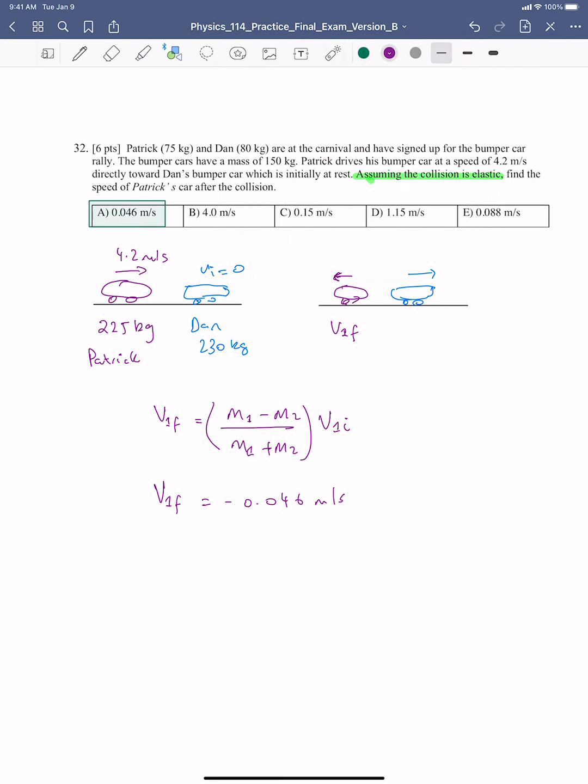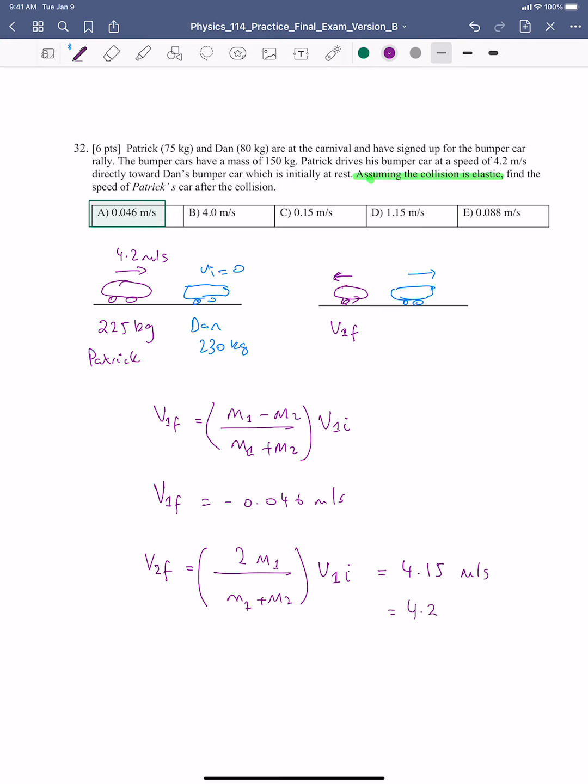And just to finish it up, the speed of Dan's car is 2 times the mass of the incoming car over the sum of the masses times the incoming cart's V1 initial. So 2 times the total, 225, divided by 455. So almost 0.99 of the initial, which is 4.15. So actually, I don't know if I have that as a choice, but okay. 4.15 or 4.2.